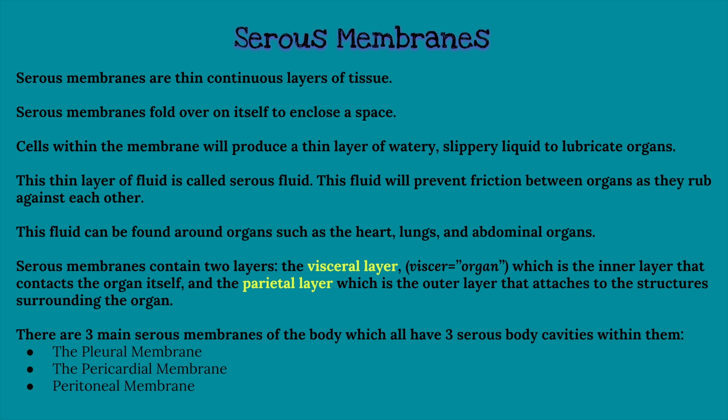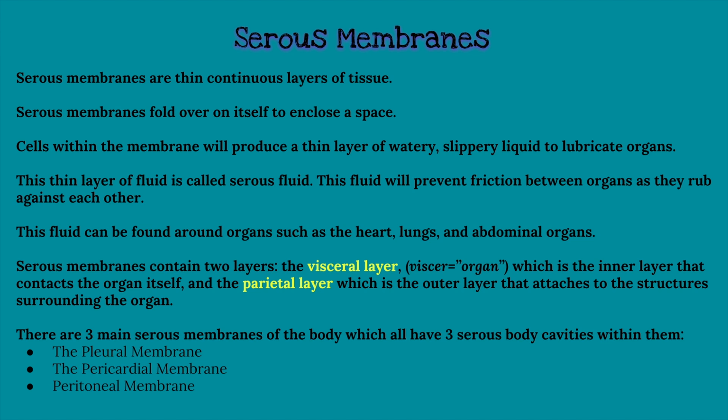Serous membranes are thin continuous layers of tissue that fold over on itself to create an enclosed space. The cells inside of serous membranes will secrete serous fluid. Serous fluid is a slippery, lubricating liquid for organs. This fluid prevents friction between our organs when they rub against one another. Serous fluid can be found around organs like the heart, lungs, and some abdominal organs.